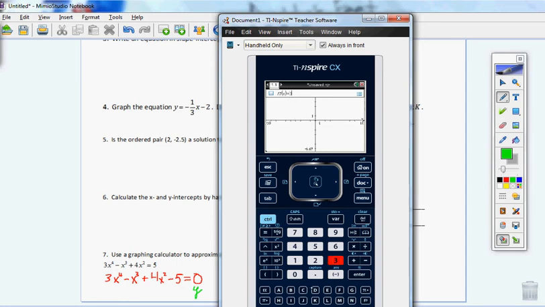I'm sorry. 3x to the 4th. You got to make sure you hit over on this so you don't stay up on your exponent, minus x to the 3rd, and then we have plus 4x squared minus 5. Okay, and that equals f1 of x. So that's really saying f of x, which is the same as y. And we'll talk more about that this year. Okay, so that's the same. So I'm just going to hit enter here.